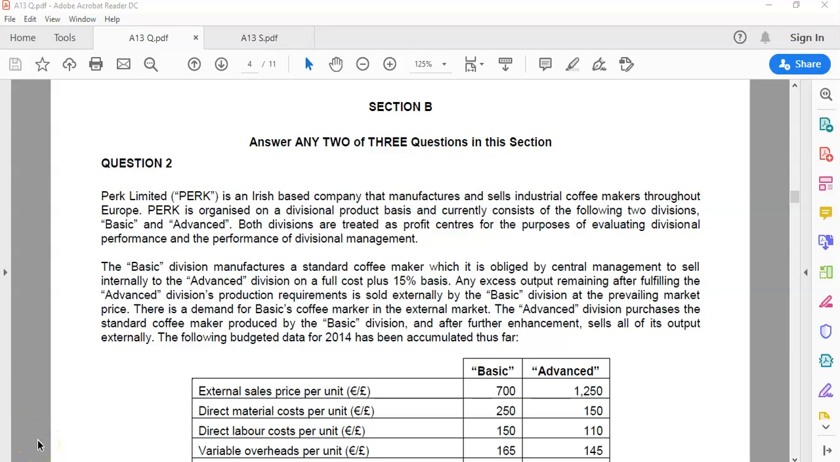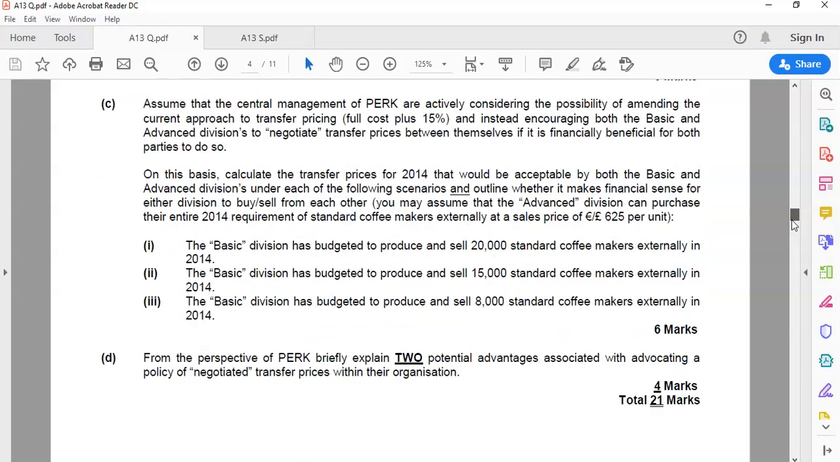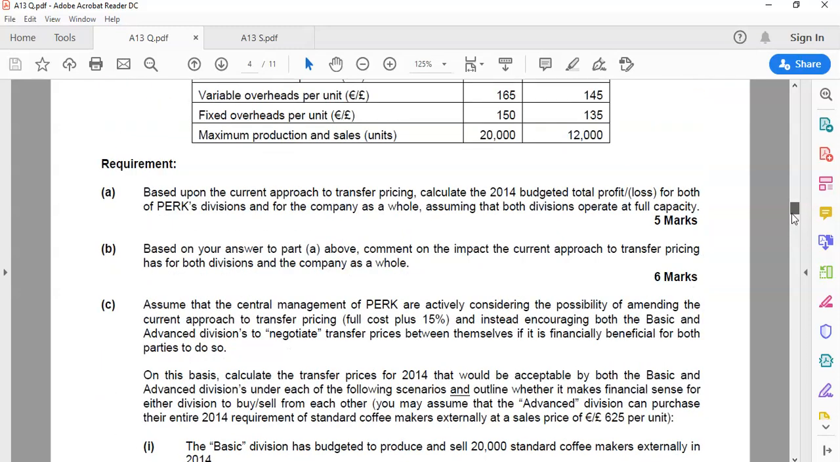In this recording we're going to focus on the area of transfer pricing, in particular Autumn 13 question 2, PERC Limited, which is a very good benchmark question looking at transfer pricing. There are 4 requirements here, 21 marks. It's an optional question that year, so about 42 minutes.